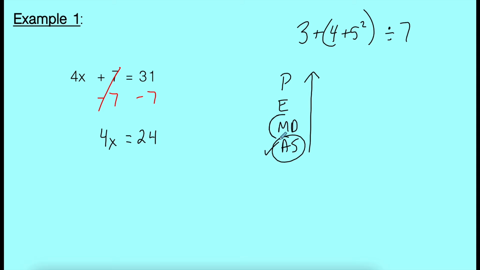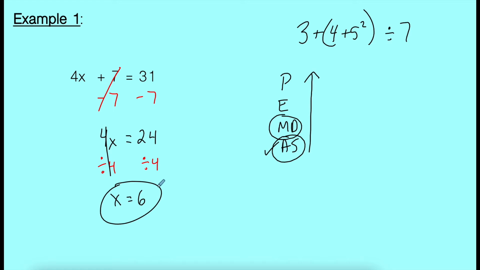All right, so I've looked for addition and subtraction, check, there's none left. So now I go to my next level. Is there any multiplication or division in this problem? Yes, there is, 4 times x. So that's the next thing that I'm going to inverse out. Divide by 4, and that leaves me with my solution of x equals 6.